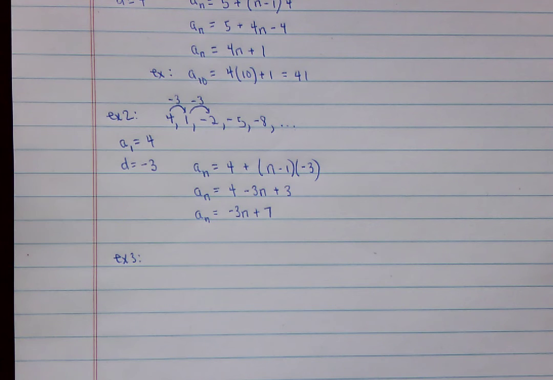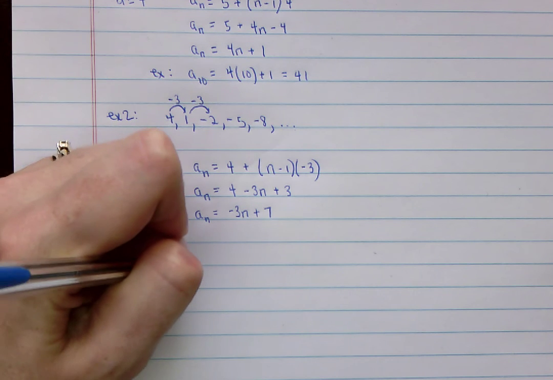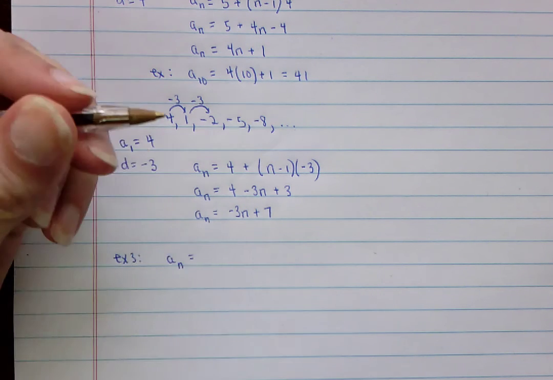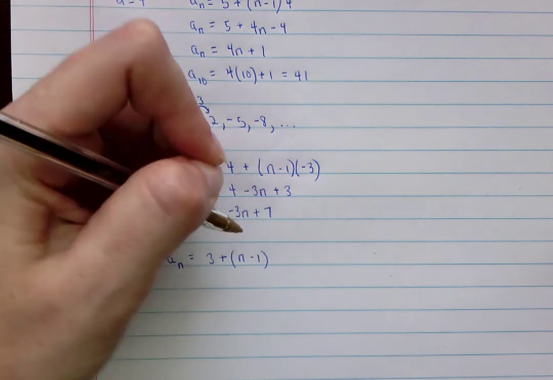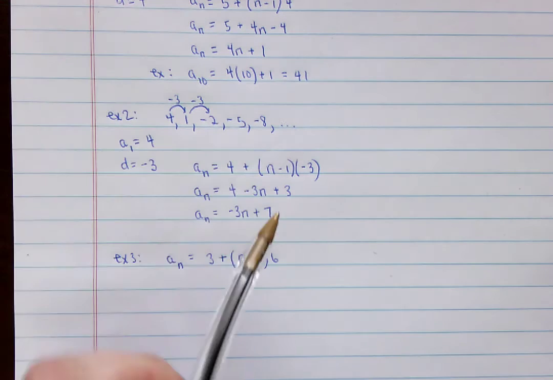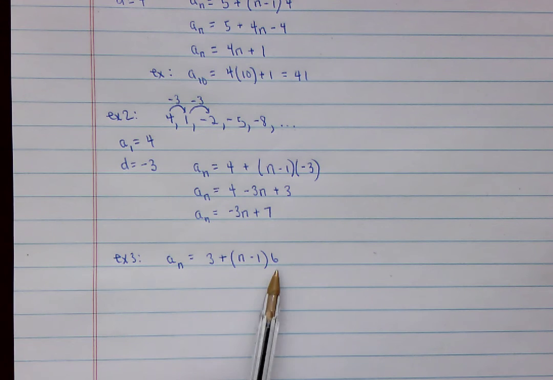It says write the first 5 terms of the sequence, and now it gives you the formula. So here's our formula, and they just kind of put that 6 out there, just like that first one we did. But you could distribute this if you want. You could also just leave it like this if you want. I'll show you what they do in the book.